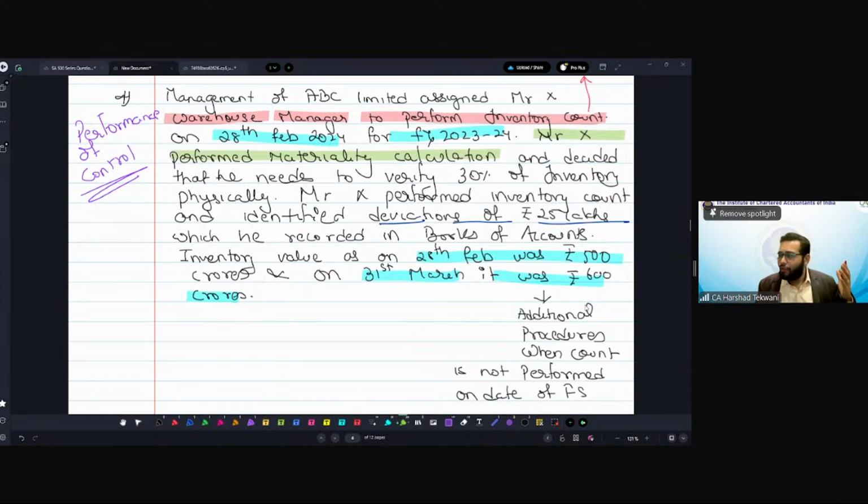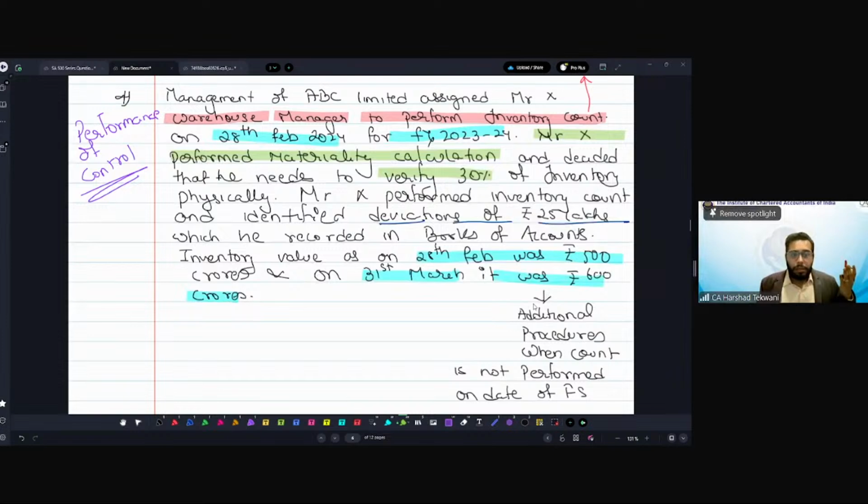Why does Mr. X have to perform the materiality calculation? Who is deciding that he has to verify 30%? It should be the responsibility of the management to decide how much inventory should be verified. Basically, if the count is performed once a year, management should at least target a full inventory count. If they are not able to, then a material portion of the inventory count should be targeted.